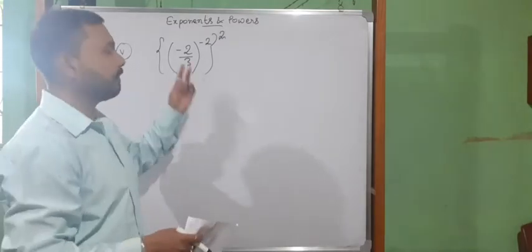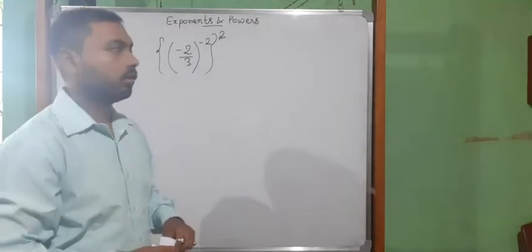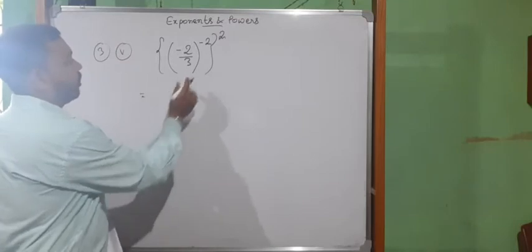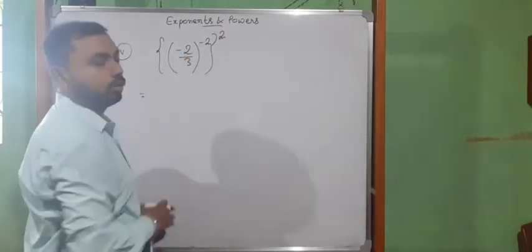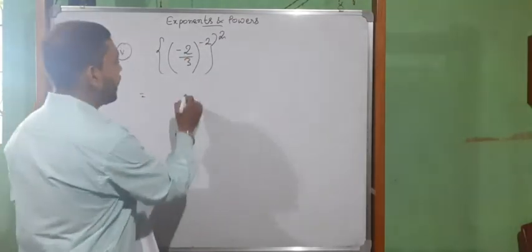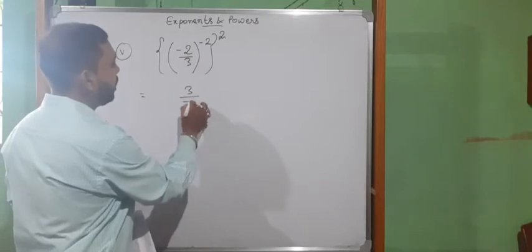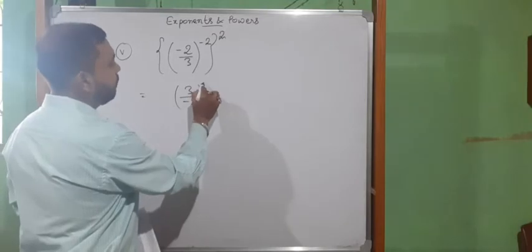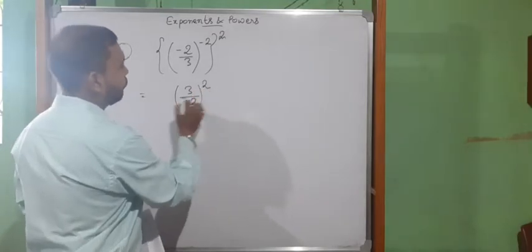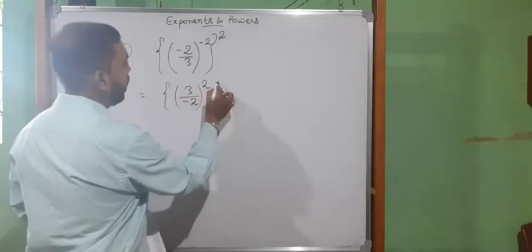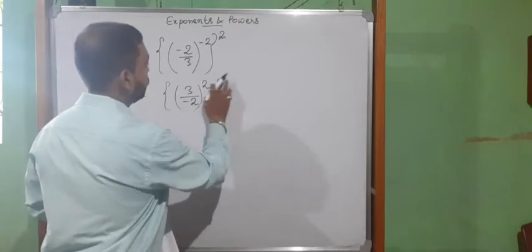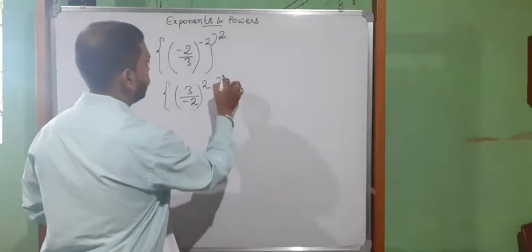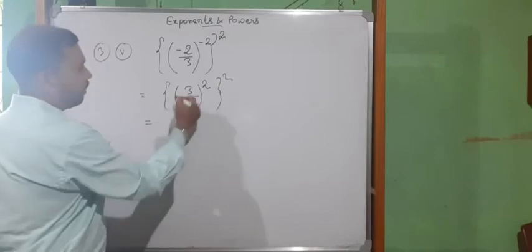So we'll be doing the first bracket work first. So it is minus 2 by 3 raised to the power minus 2. So we can write it as 3 divided by minus 2, and now the power will become plus 2. Okay. Now what will it become?